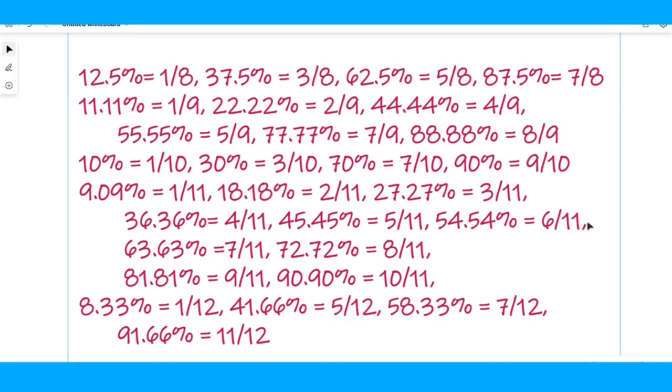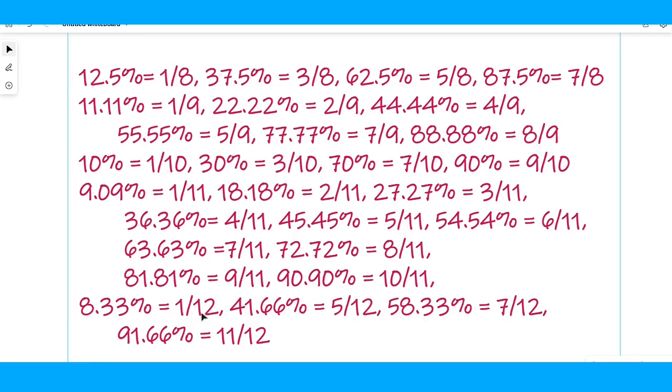54.54% is 6 upon 11. 63.63% is 7 upon 11. 72.72% is 8 upon 11. 81.81% is 9 upon 11. 90.90% or 90.9% is 10 upon 11. And then comes 100%, which is 11 upon 11 or 1.